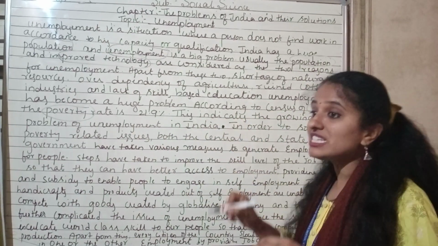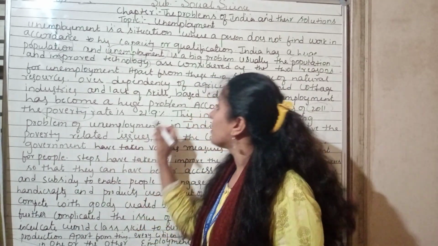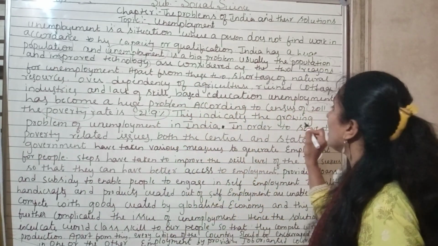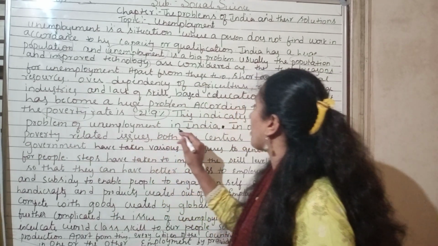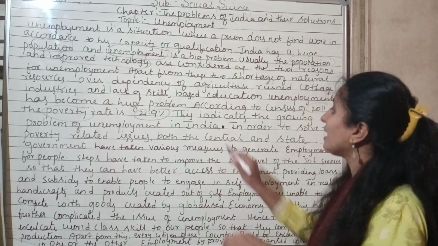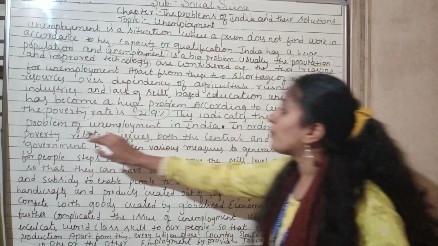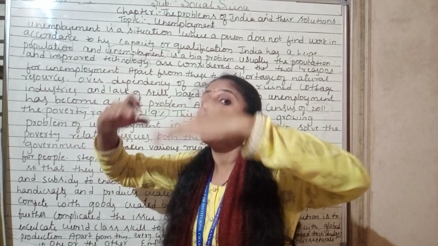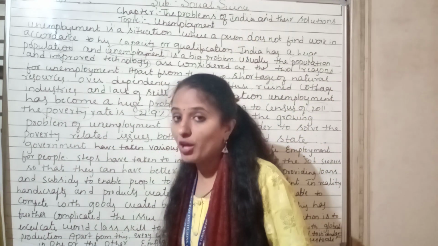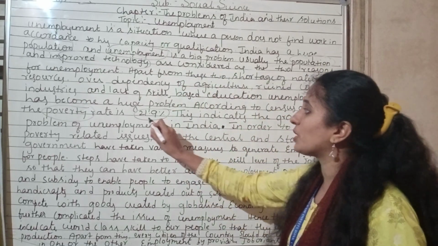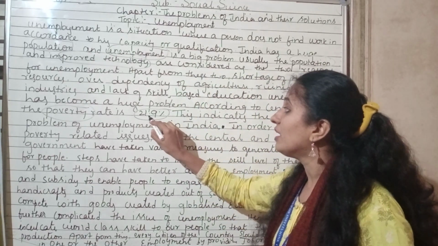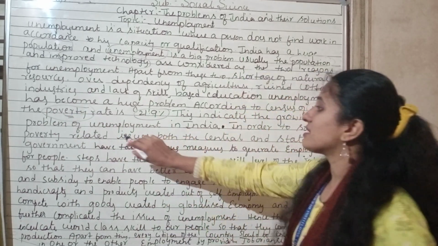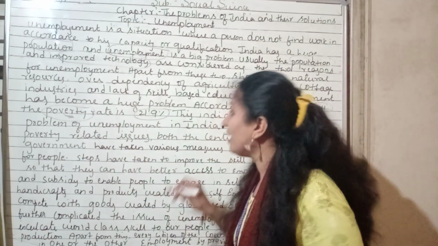This 21.9% shows that this indicates the growing problem of unemployment in India. It shows that according to 2011, a 21.9% poverty rate is there. It shows that there is an unemployment problem in India.